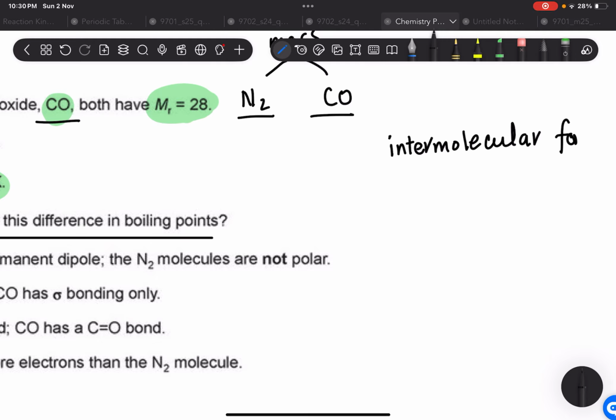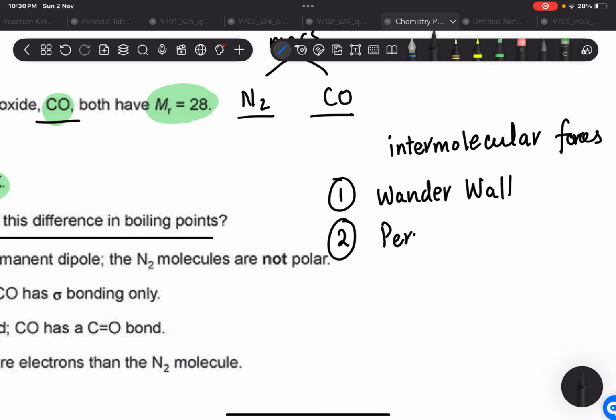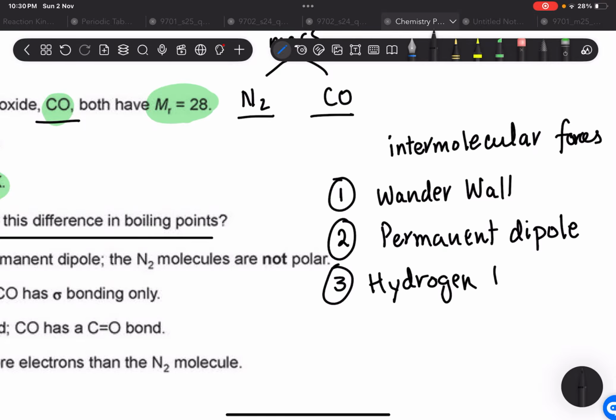So now I'm going to list down all the intermolecular forces that I know. First force is van der Waals force. Number 2 force that I know is permanent dipole force. And the third force that I know is hydrogen bonding. These are the 3 types of intermolecular forces that I know.